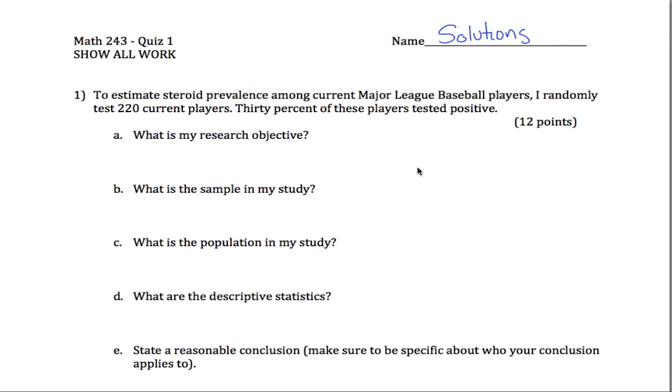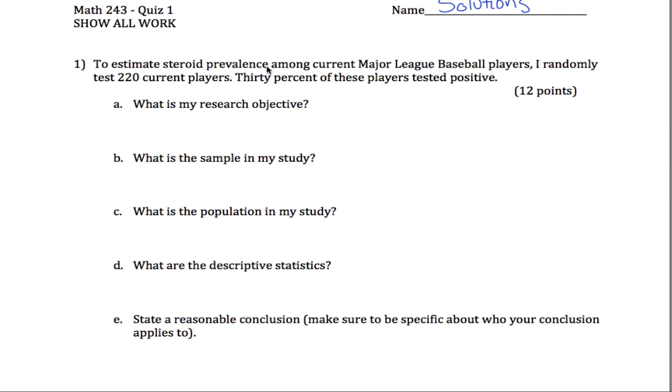Solutions to quiz 1 for Math 243. First one here, we're trying to estimate prevalence, steroid prevalence among current Major League Baseball players. So I randomly test 220 current players, 30% of these players test positive. Okay. What is my research objective?